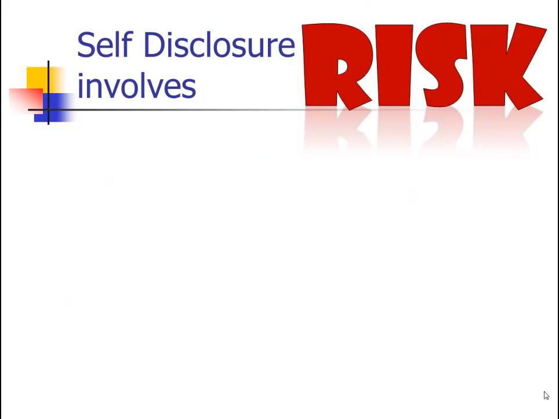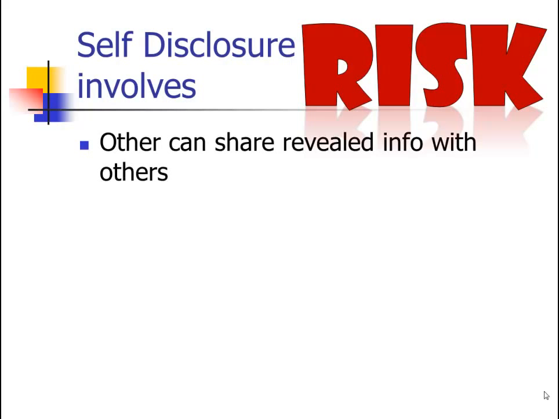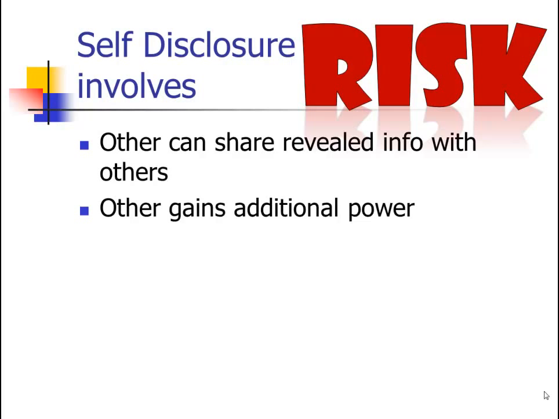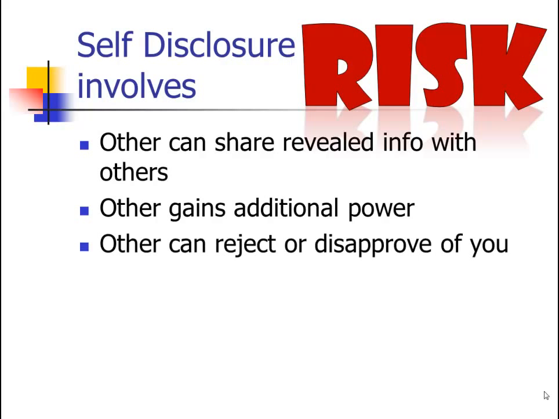What kinds of things do we self-disclose? What we self-disclose means that we are risking information. So self-disclosure involves risk. At least 3 risks that we can talk about. First is that the other person can share revealed information, the information that you told them, with other people, and you might not want that information out there. The second is just by having that information, the other person has power over you. They can blackmail you. And lastly is if you tell somebody you like information about yourself, that person could choose to reject or disapprove of you.